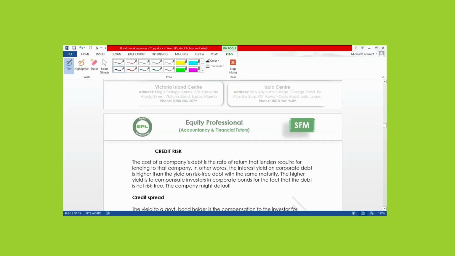Credit risk. The interest yield on corporate bonds is higher than the interest yield on government bonds. The higher yield is to compensate investors in corporate bonds because the corporate bond is not risk-free.